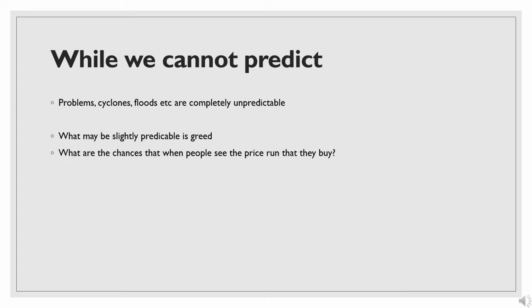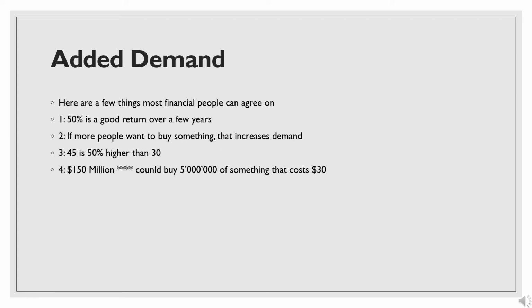So while I think everyone can agree that we probably can't predict problems, cyclones, floods, etc., what may be slightly predictable might be greed. So what are the chances that this time someone, some fund, some money, sees the price move and tries to front run it? And if that happens, what does that mean? One thing it could mean is that there's some added demand.